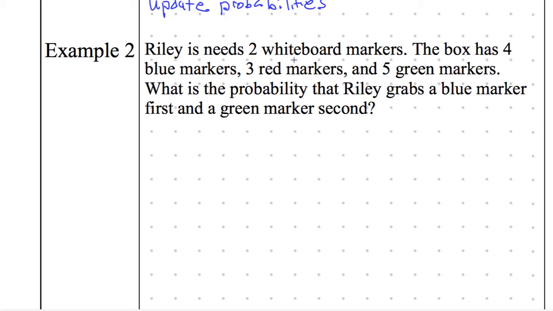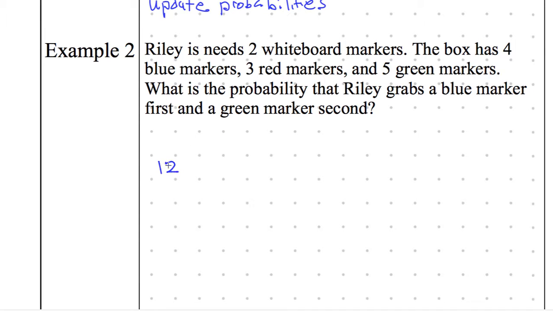But Riley's going to grab 2 whiteboard markers, and the box currently has 4 blue, 3 red, and 5 green markers. So I want to know the probability that Riley grabs a blue marker first, and then a green marker second. Okay, so let's do the first probability. The probability that Riley grabs a blue marker. Well, there were a total of how many markers? The total of 4 plus 3 plus 5. 4 plus 3 is 7, plus 5 is 12. There are a total of 12 markers.